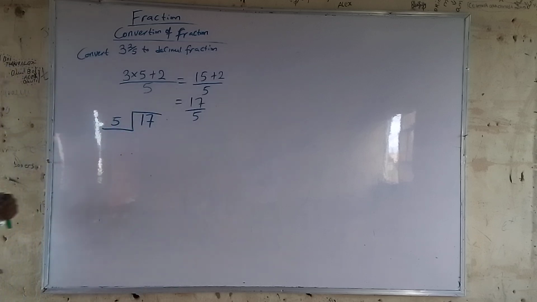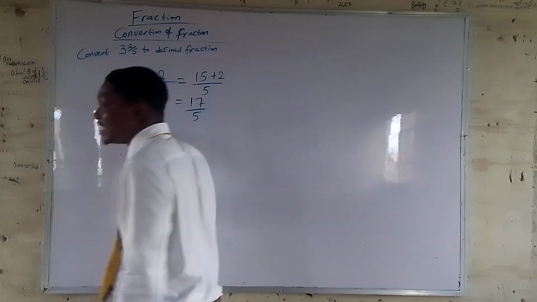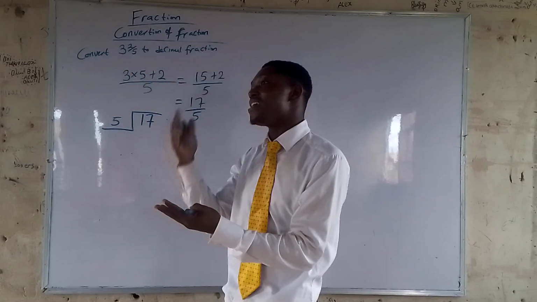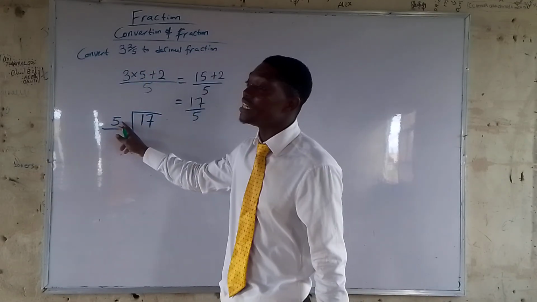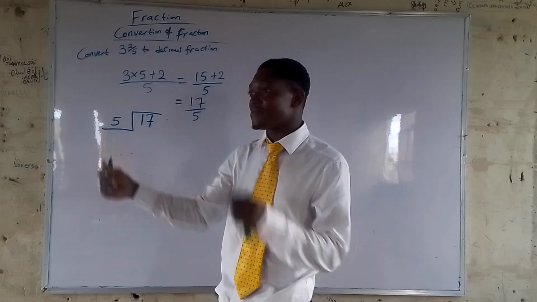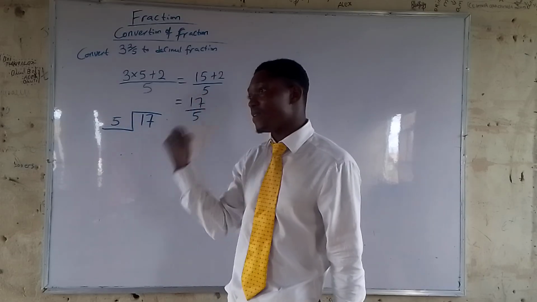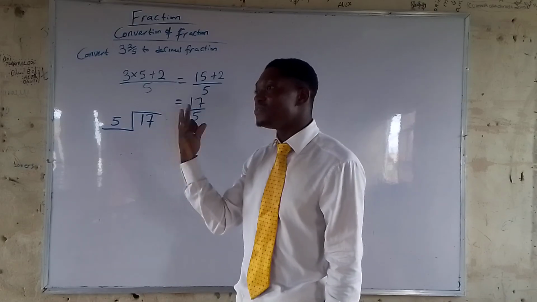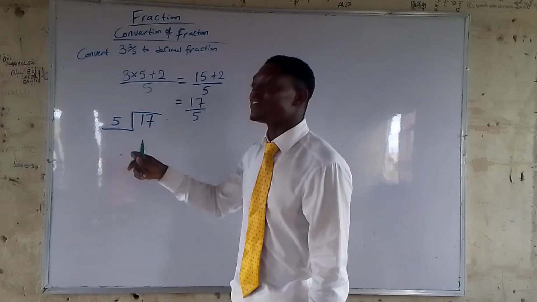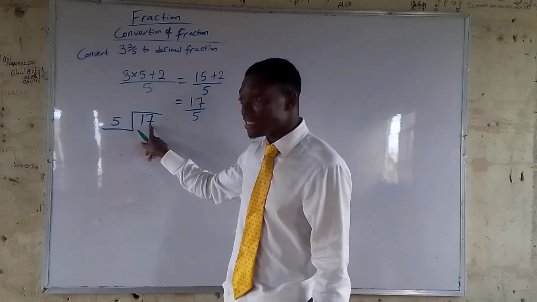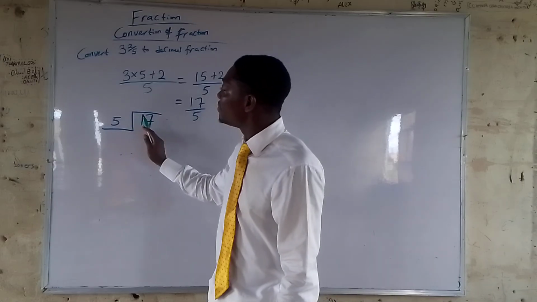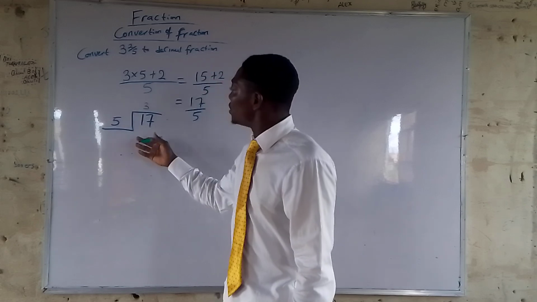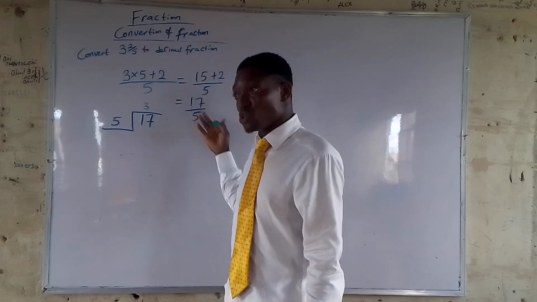So let's continue. We need to divide 17 by 5. How can we do that? We need the multiplication table of 5. 5 times 1 is 5. 5 times 2 is 10. 5 times 3 is 15. 5 times 4 is 20, which is more than 17. So 17 divided by 5 is 3, because 4 will give us 20.